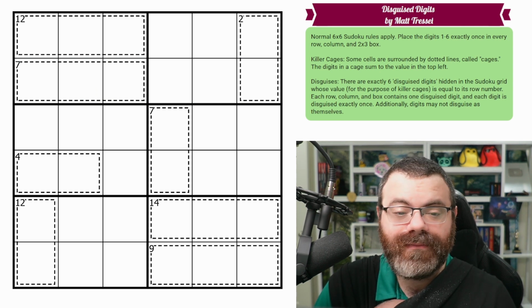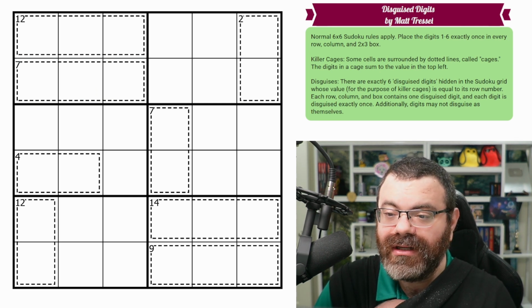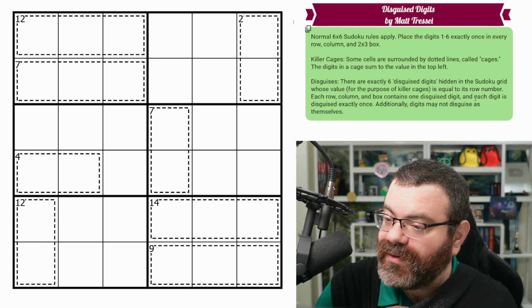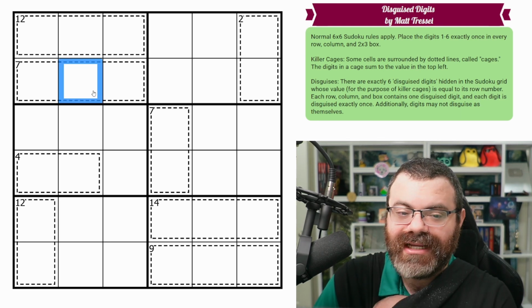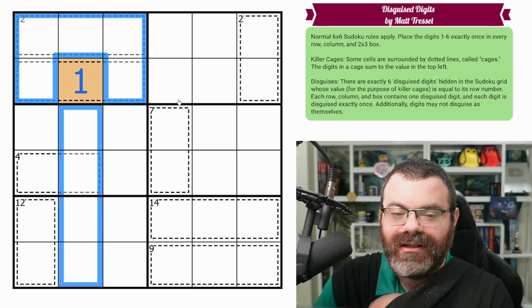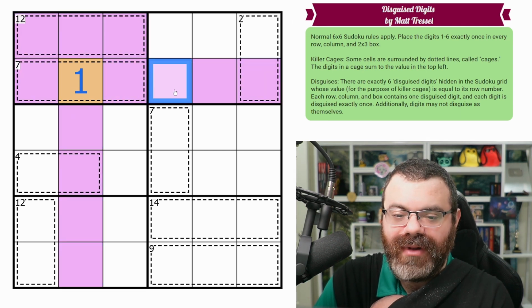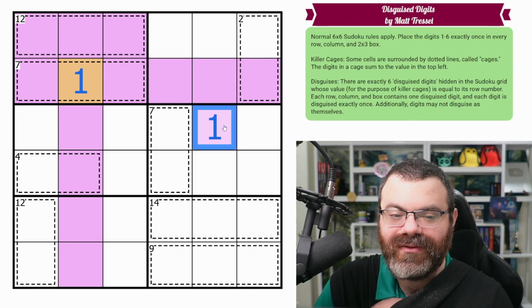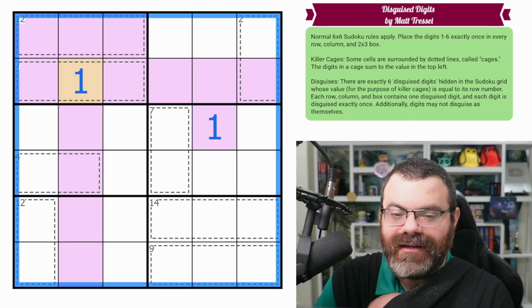There is a link in the description. Oh, sorry. There's one more rule. Each digit is disguised exactly once. So if a 1 gets disguised, not only can you not disguise anything else in the row, column, or box, but also if there's another 1 somewhere, you know that's not disguised, because 1 is only disguised in one place. All right, now we're done.